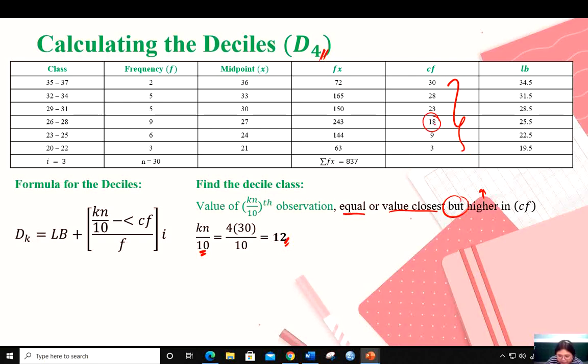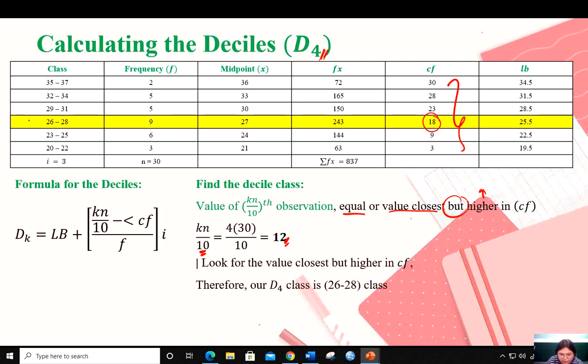Higher siya, at the same time, closest siya kay 12. Si 9, hindi siya pwede kasi closest siya, pero mas mababa siya kay 12. Nakukuha po si 23, hindi rin natin siya pwedeng piliin kasi mataas nga siya kay 12, pero may mas malapit sa kanya, which is si 18. Okay po? Kaya ang ating decile class is 26 to 28. Ito ang ating decile. Ibig sabihin yung naka-highlight na yellow na yan, dyan natin kukunin lahat ng value na i-input natin sa formula. Okay po?